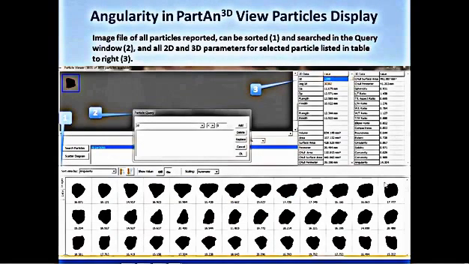This is the PartAn 3D View Particles display, where the entire image file can be viewed, sorted by any parameter, C1 above, searched to isolate different classes of particles, C2 above, and display all 2D and 3D parameters for a selected particle in the upper right table.